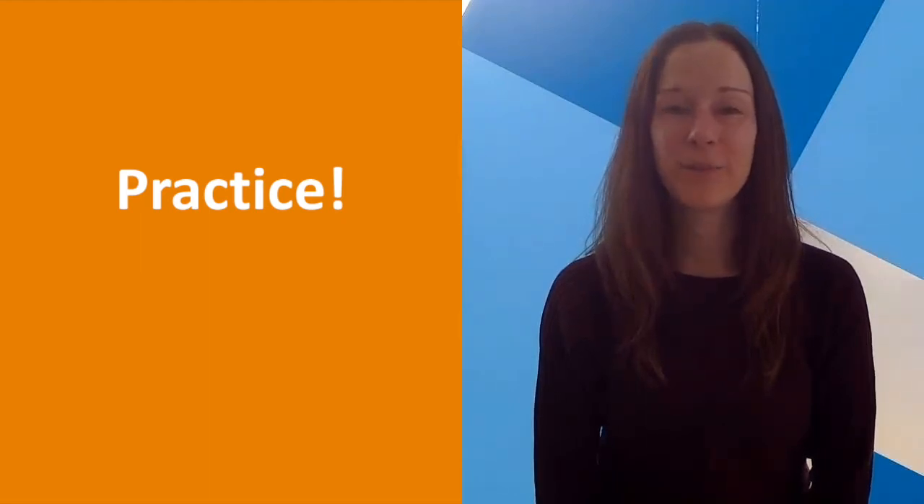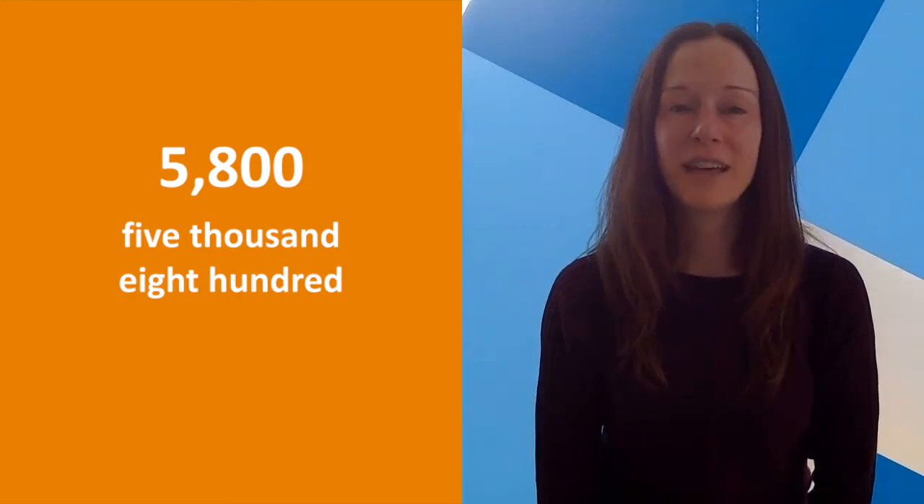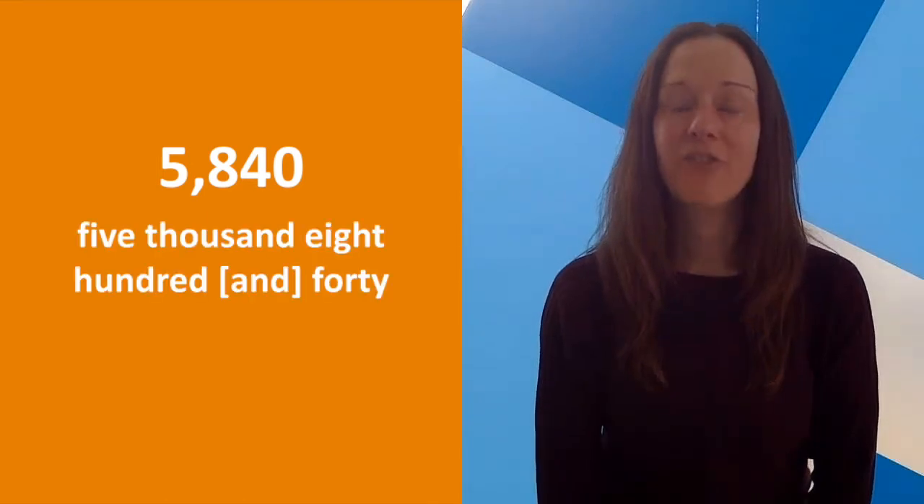Okay, now you try a few. Say the number and click pause if you need to. 5,000. 5,800. 5,840. Nice job. That was the simplest way to read numbers in the thousands. And it's always okay to use that way. But there are some other ways that you might hear in certain situations. So let's take a look at a few of those. That way, if you hear them, you'll know what people are saying.